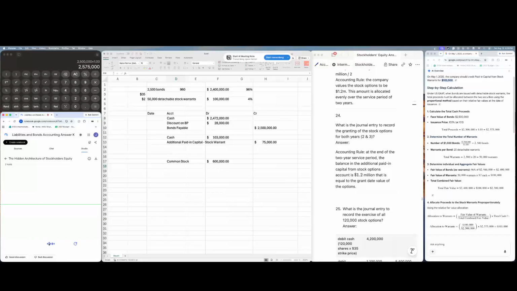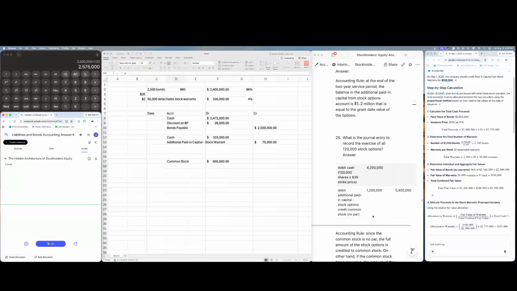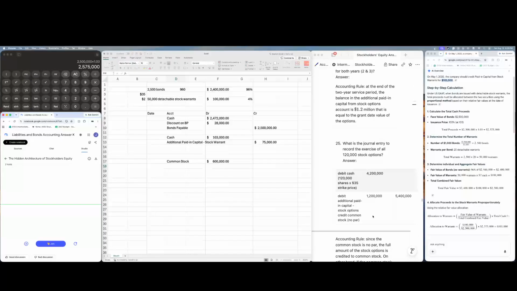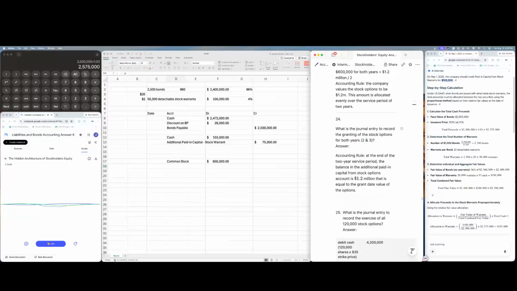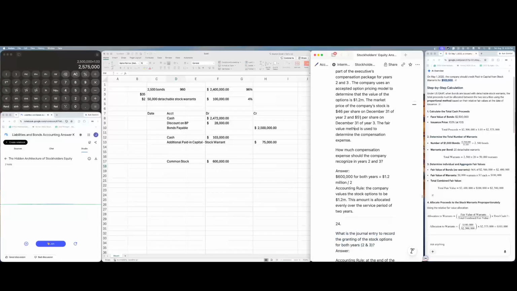Would it be common stock and then additional paid-in capital? Why would it be additional paid-in capital from stock options? That is a great question to help clear up the different parts of the equity section. Yeah, common stock and additional paid-in capital can sound like two names for the same thing. Think of common stock as the formal legal ownership of the shares that actually exist. But additional paid-in capital from stock options is more like a waiting room for value.